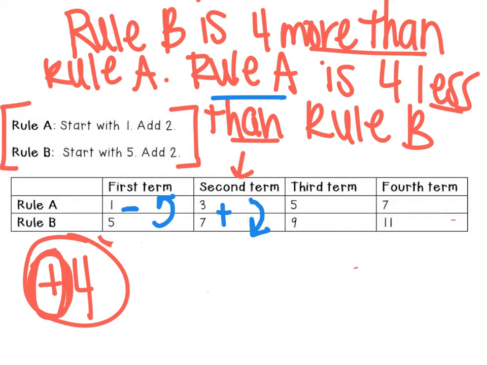Rules, you have to be really specific. If I changed that in a rule to subtract, that would change everything. But in relationships, it doesn't quite matter.